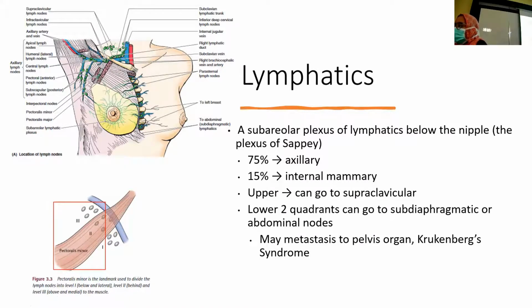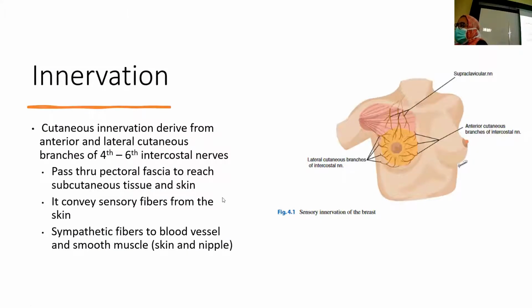So innervation, the cutaneous innervation is from the anterior and lateral cutaneous branches of the 4th to 6th intercostal nerves. It passes through the pectoral fascia to reach the subcutaneous tissue and skin. It conveys the sensory fibers from the skin and also sympathetic fibers to blood vessels and smooth muscle, the skin and the nipple as well.